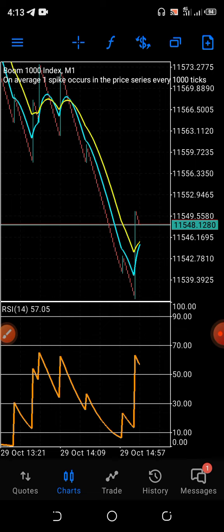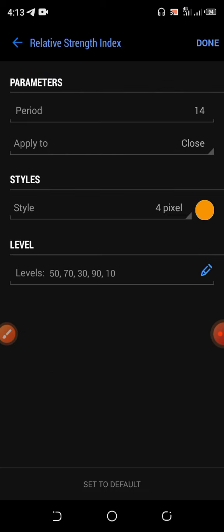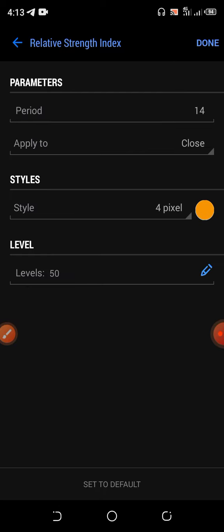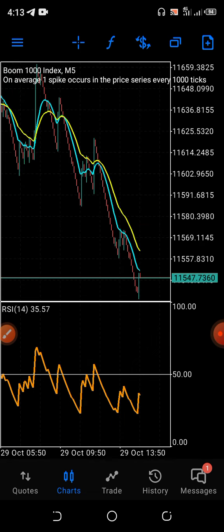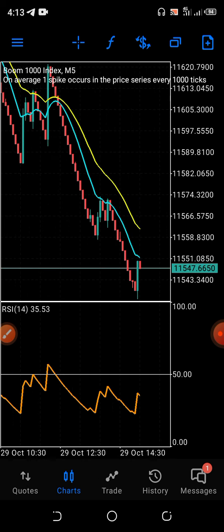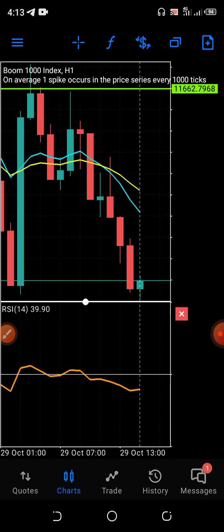So how do we trade this and use it to place our trade and make money? For you to be safer and for you to be sure, what you need to do is go to your RSI, relative strength index, remove all those things, remove all of them, and have only 50. If you have 50, how do you trade with it? Simple. If you want to do scalping, let's take it slowly. Let me show you. This is the 5 minute time frame. You can do this in your 1 hour time frame.